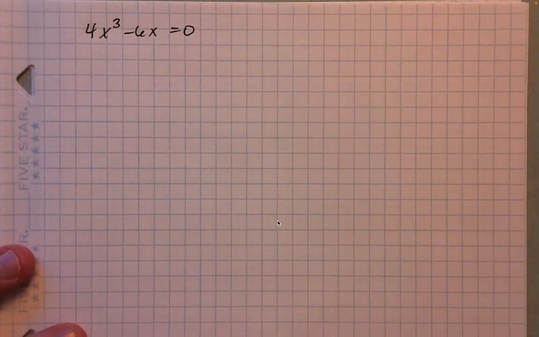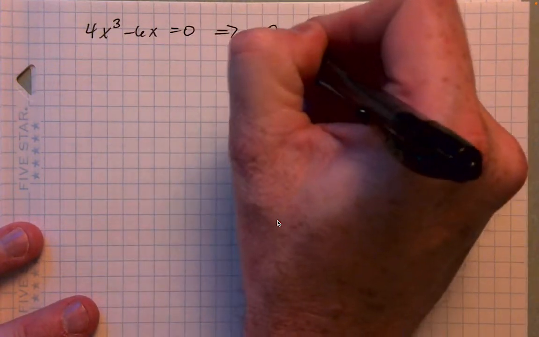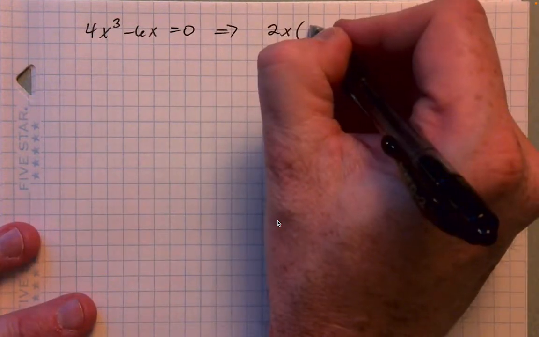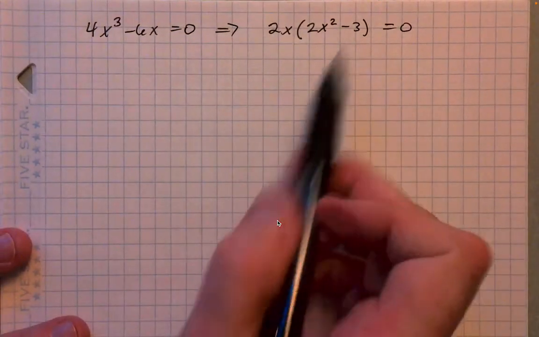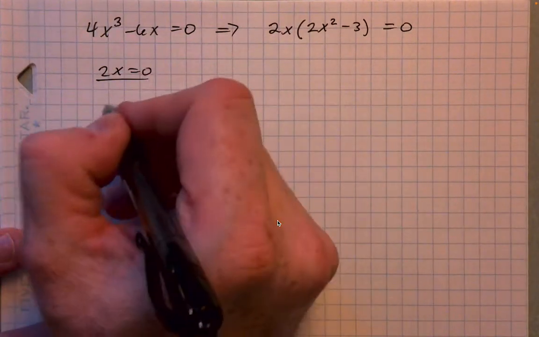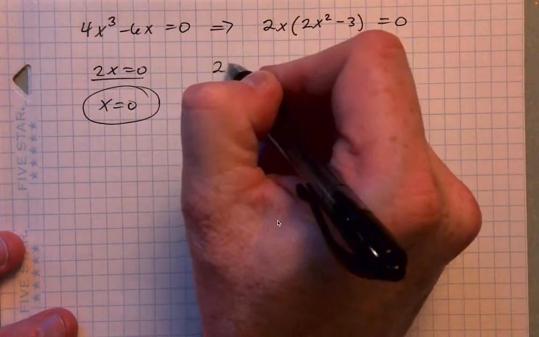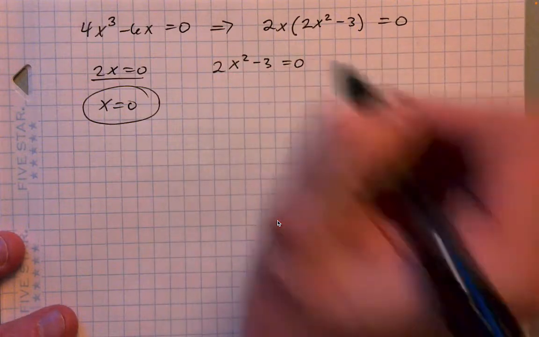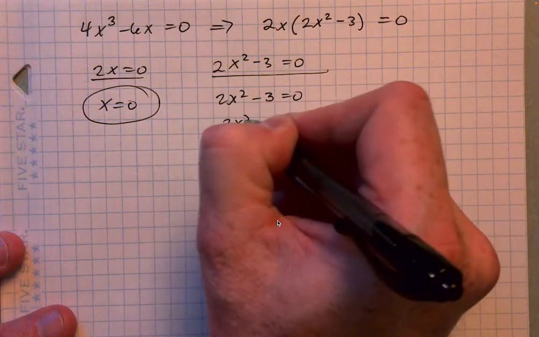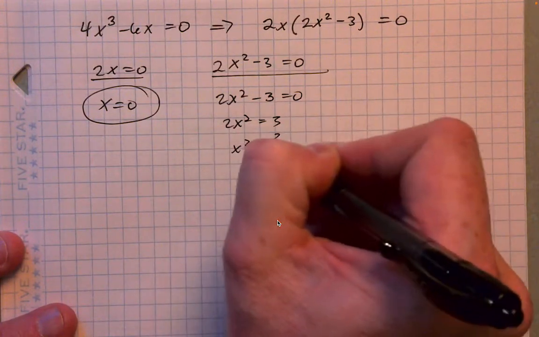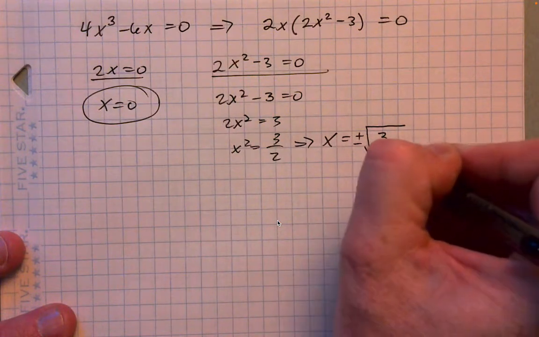And we can solve this by factoring a 2x out. So 2x, and then here you'll have 2x squared minus 3 equals 0. One of your roots is 2x equals 0, and that means x equals 0. That's a root of the derivative. The other ones are found using this side: 2x squared minus 3 equals 0, so 2x squared equals 3, x squared equals 3 halves, x equals plus or minus the square root of 3 halves, like so.